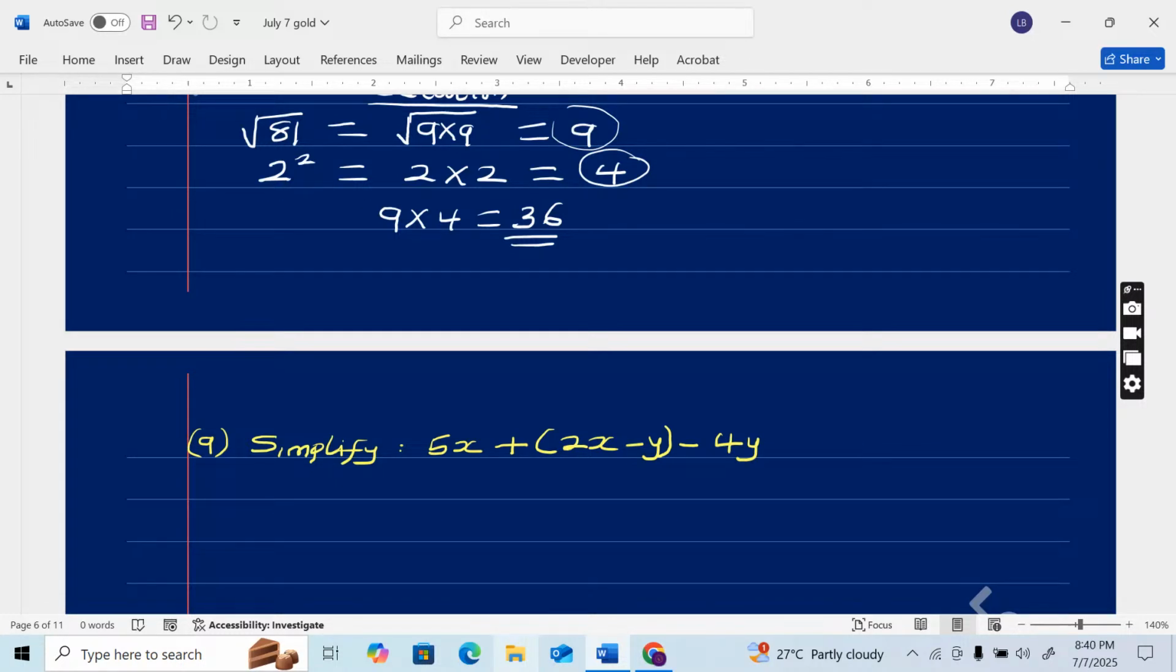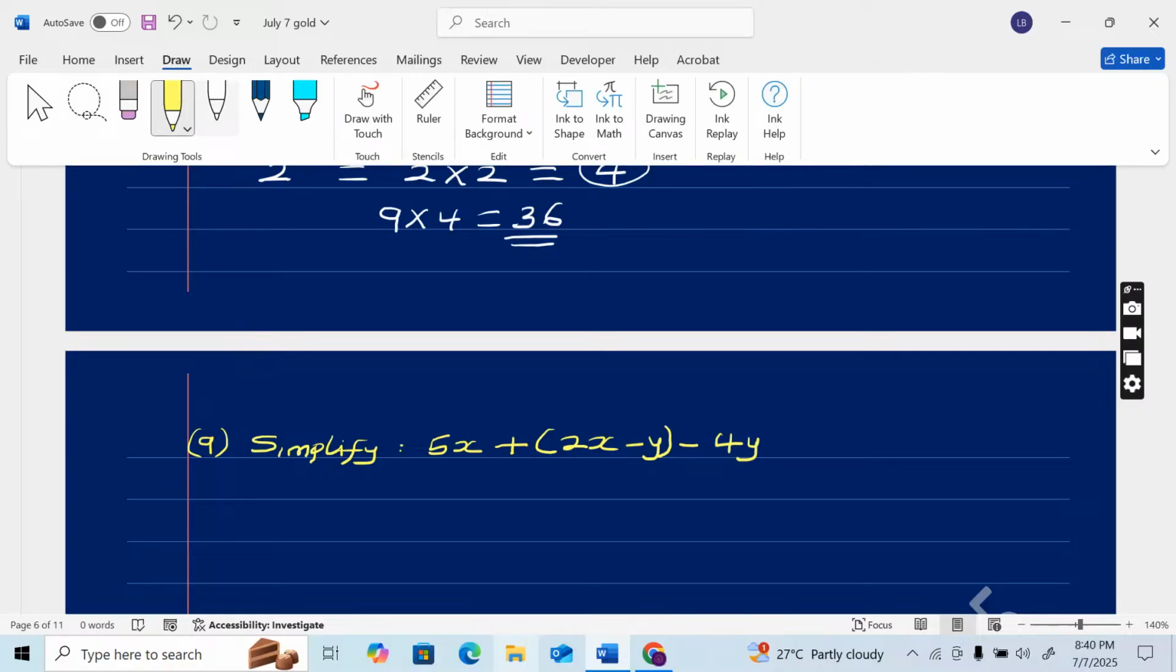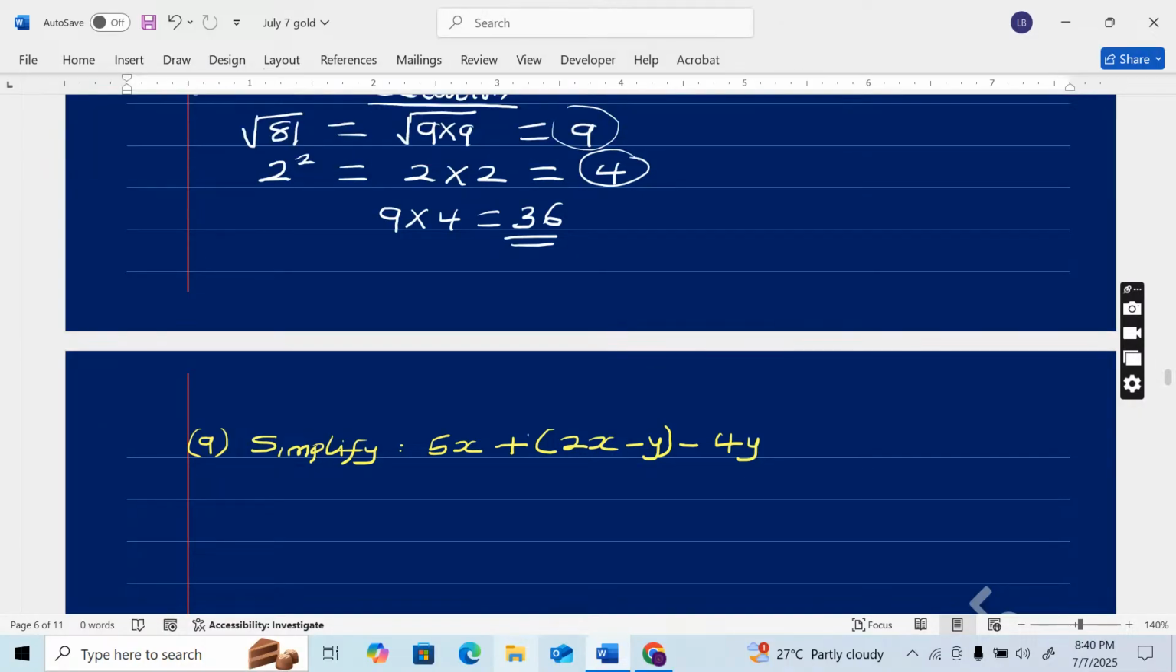Now, you can see that the sign close to the bracket is plus. Yes, we have plus close to the bracket here. So it is this plus that we are going to use to open this bracket. This 5x is not touching the bracket. It is this plus sign that is touching the bracket. So we are going to use this plus to open up this bracket.